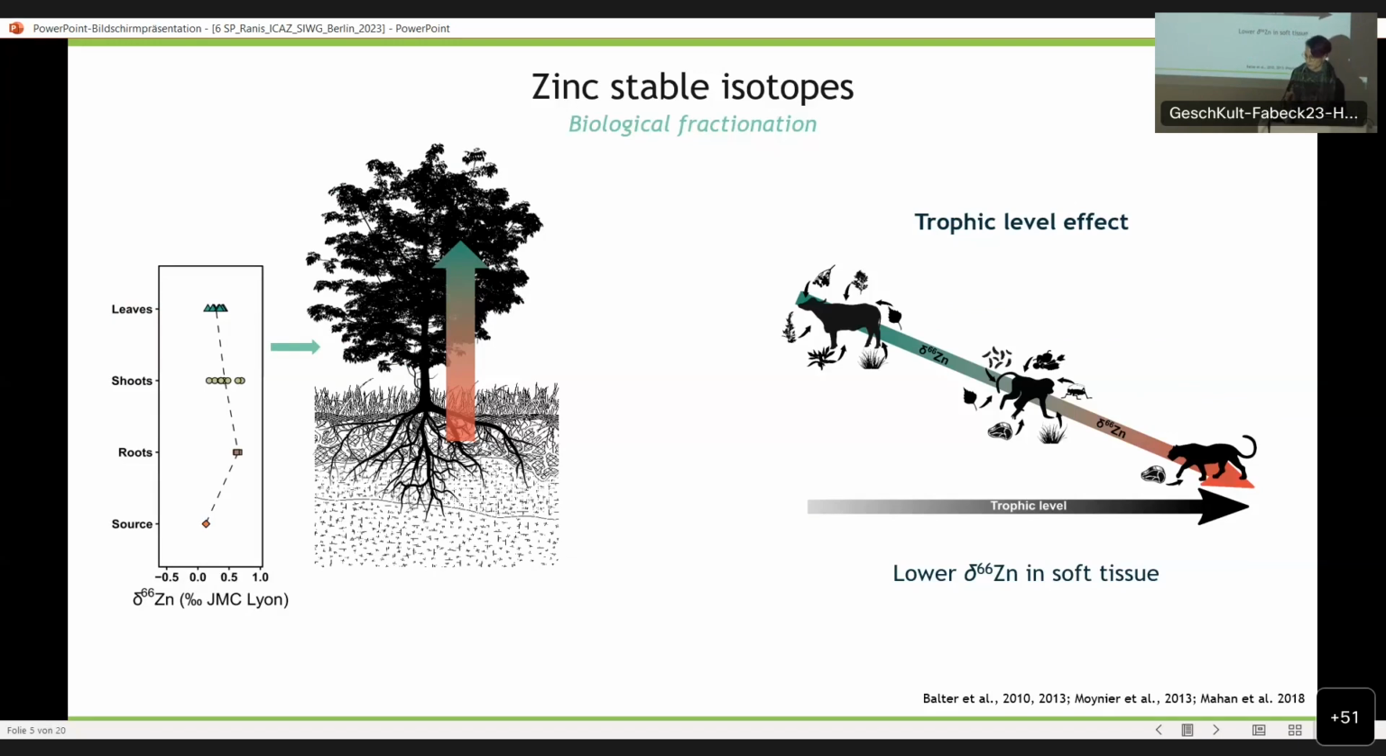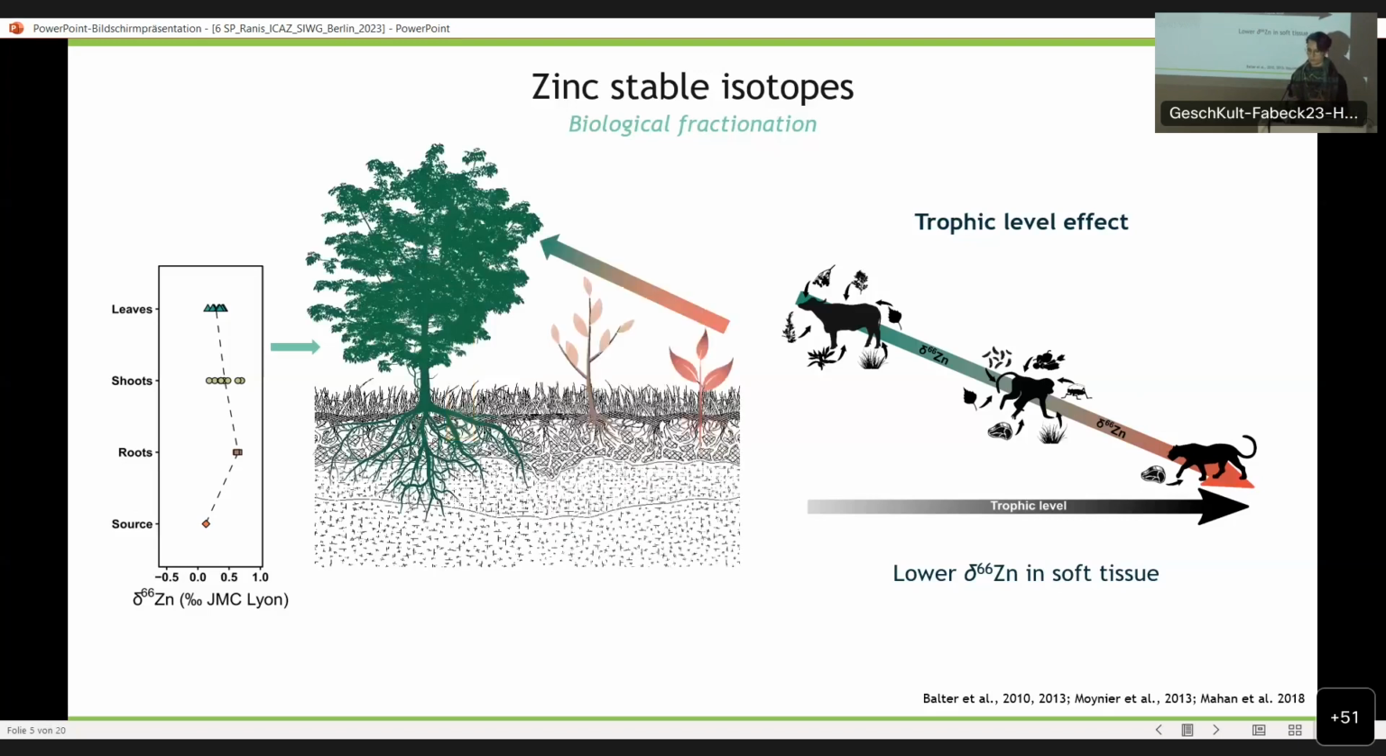It's not quite clear what exactly is the mechanism for this, but we see it very repeatedly in different plants, and we also see it between different types of plants that have different growing height. So in that case, grasses would have slightly higher values than things like tree leaves, stuff like that.